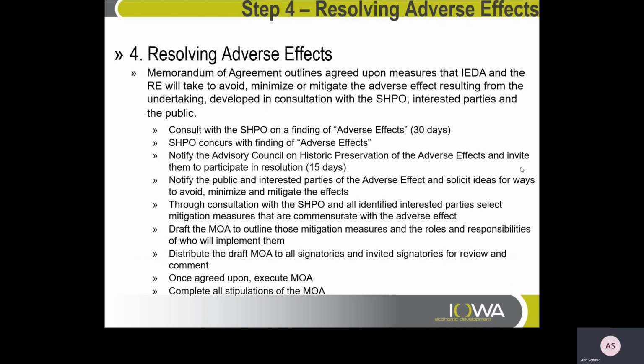I'm going to go through these slides rather quickly because we typically try to avoid any project that results in adverse effect. But if you have one, the only way to resolve adverse effects legally in accordance with the National Historic Preservation Act is to do so through the development, execution, and implementation of a memorandum of agreement, which outlines agreed upon measures that the federal agency, the responsible entity, and the SHPO will take to avoid, minimize, or mitigate the adverse effects resulting from the undertaking.